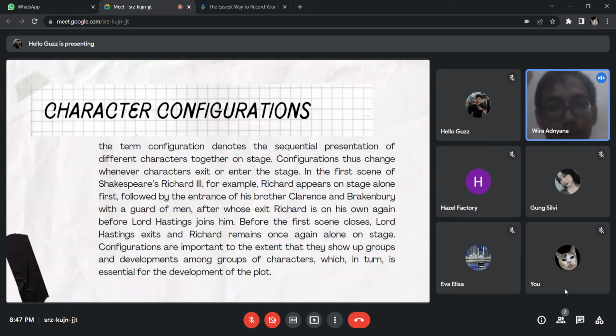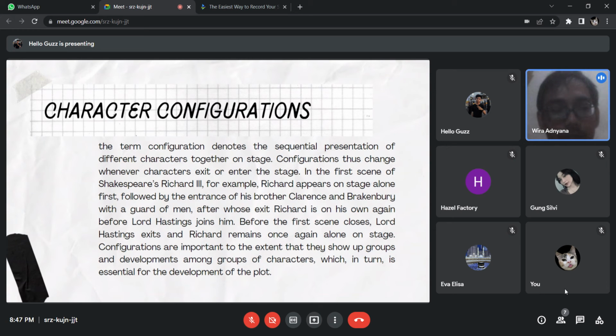And then we move to character configuration. The term configuration denotes the sequential presentation of different characters together on the stage. Configuration changes whenever characters exit or enter the stage.